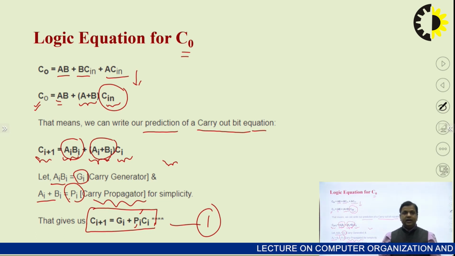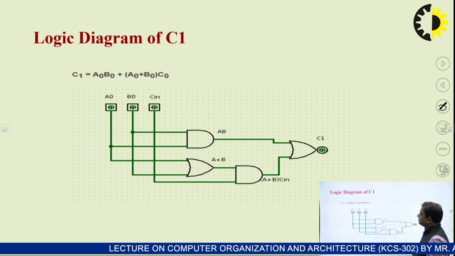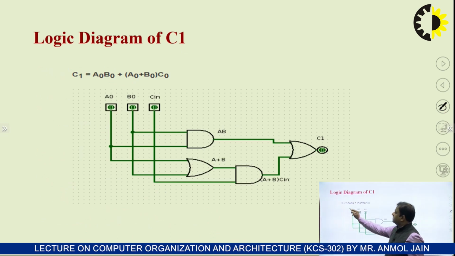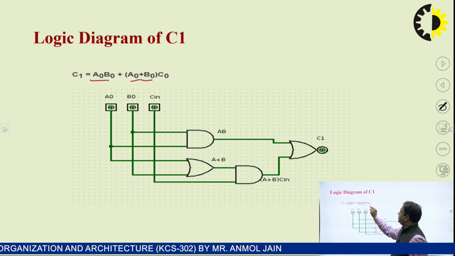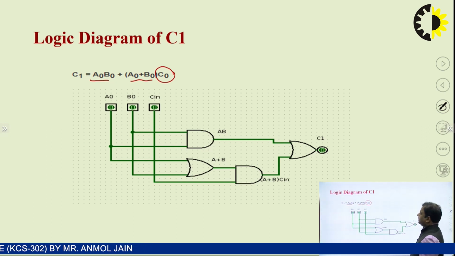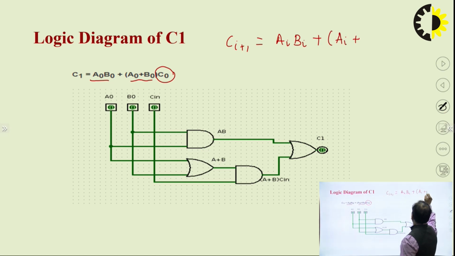Let us see how we can derive the different carry out operations. First is C1 equals A0 B0 plus (A0 plus B0) into C0. That can be derived from the general equation. The general equation is Ci+1 equals Ai Bi plus (Ai plus Bi) into Ci.